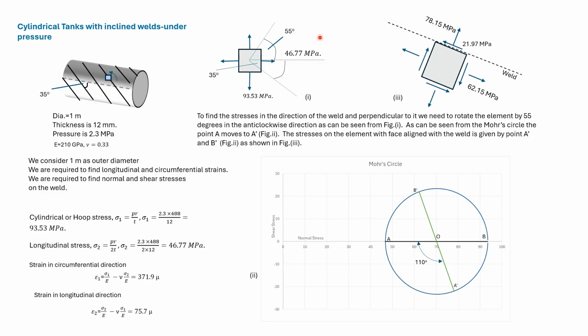We are required to find out the strain in the circumferential and the longitudinal direction. We have already found out sigma 1 and sigma 2, and we are given the Young's modulus and Poisson's ratio. So we find out epsilon 1 and epsilon 2.